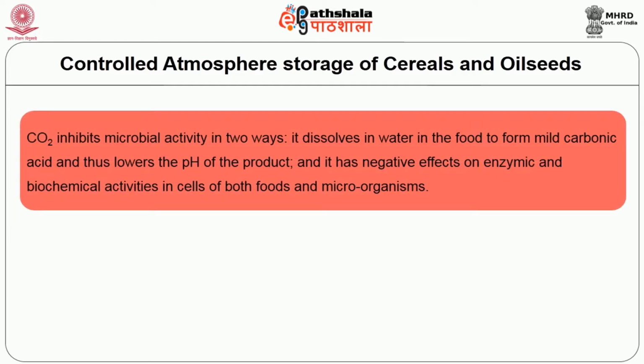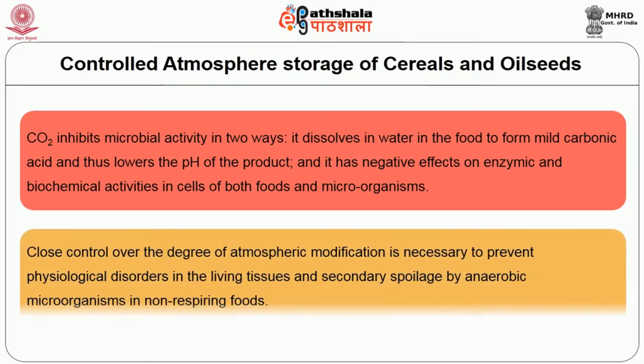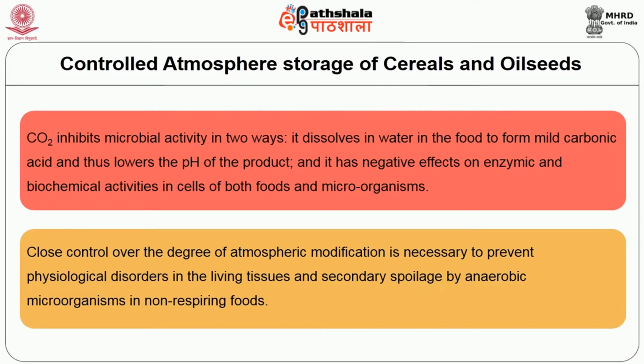Carbon dioxide inhibits microbial activity in two ways. It dissolves in water in the food to form mild carbonic acid and thus lowers the pH of the product. And it has negative effects on enzymic and biochemical activities in cells of both foods and microorganisms. Close control over the degree of atmospheric modification is necessary to prevent physiological disorders in the living tissues and secondary spoilage by anaerobic microorganisms in non-respiring foods.